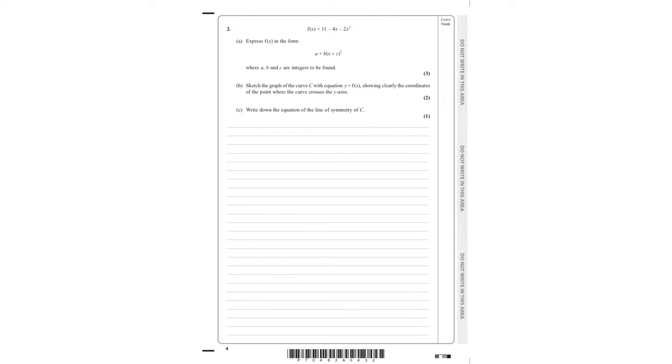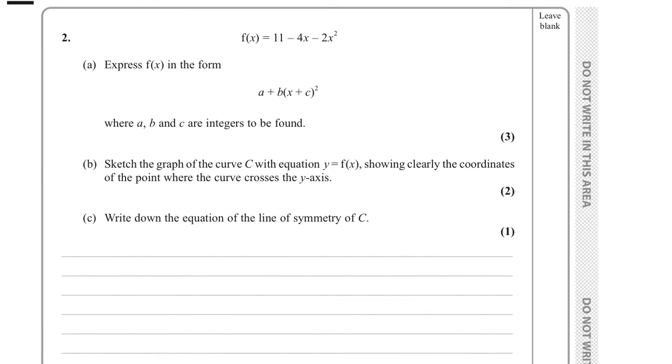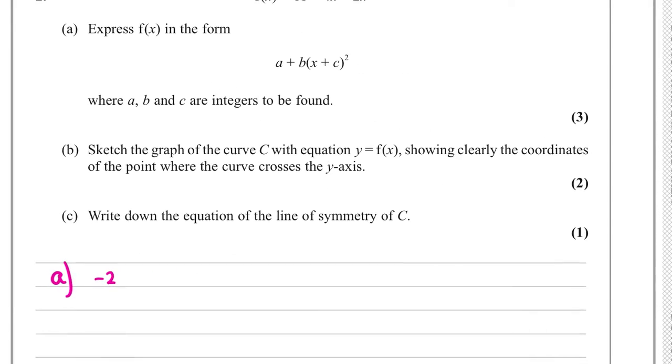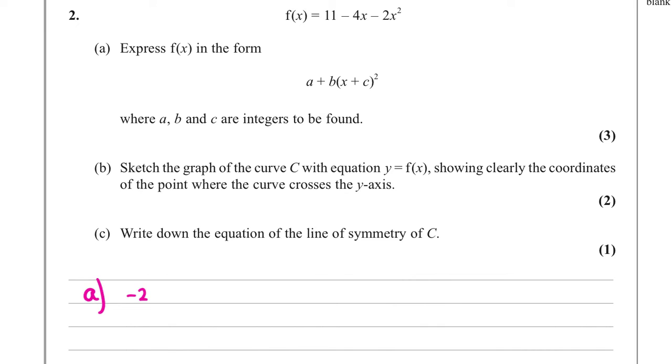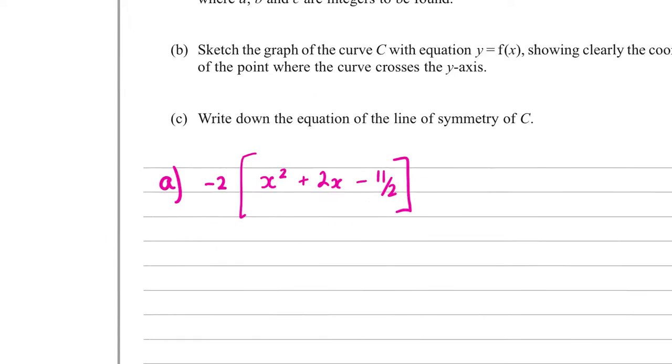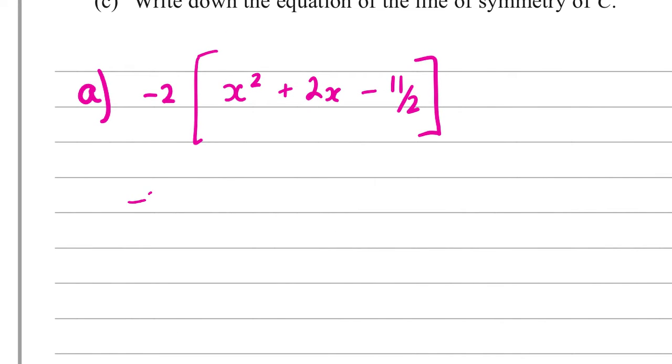Okay, question 2. So let's have a look at question 2. So we have a quadratic, express it in this form. So first of all, we need to complete the square, right? So for part A, we're going to divide everything through by negative 2 first, so that our x squared has a coefficient of 1. So we're going to have x squared plus 2x minus 11 over 2. So now what we can do is go on to complete the square as normal. So we're going to have x plus 1 squared minus 1 squared minus 11 over 2.